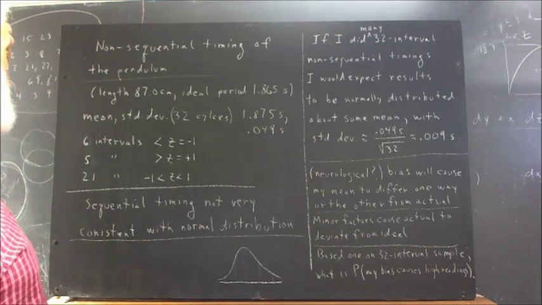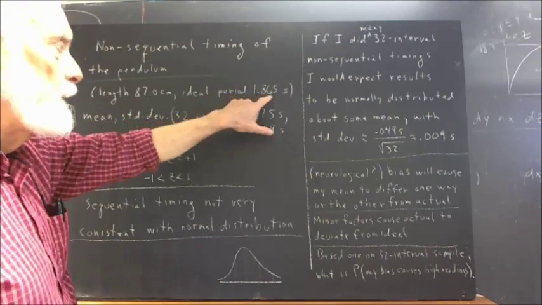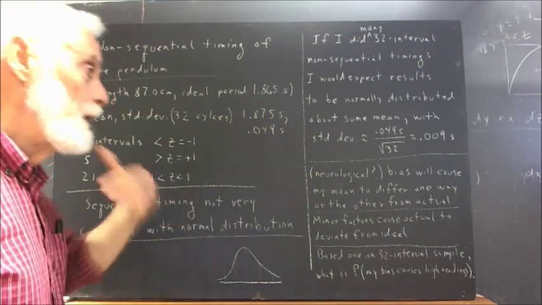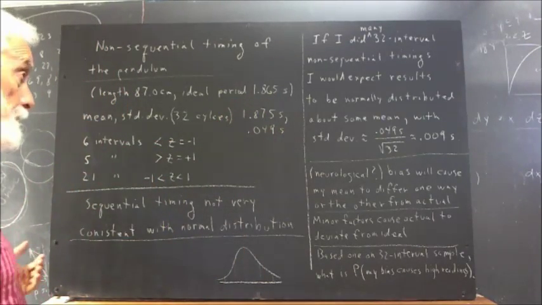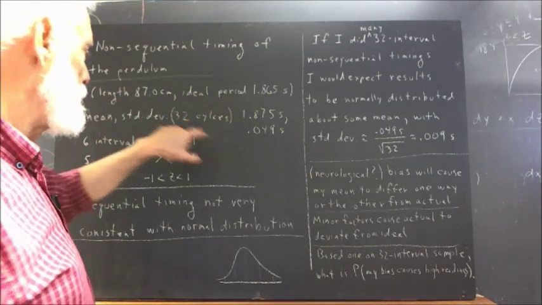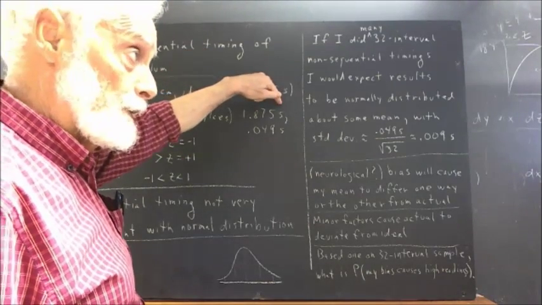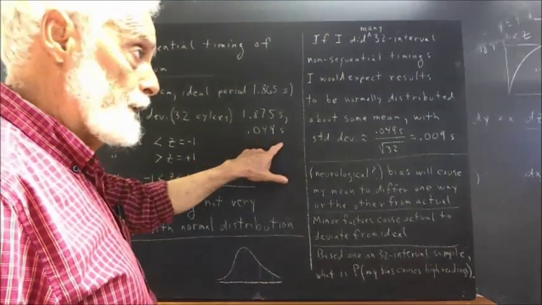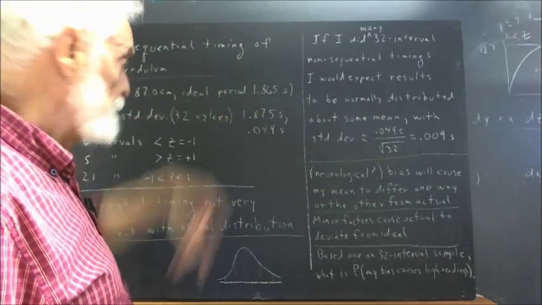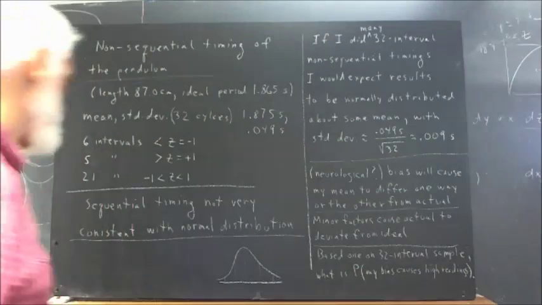When I did the non-sequential timing of pendulum length 87 centimeters, the ideal period being 1.865 seconds, that's the ideal if you assume no air resistance or any other kind of resistance, the mean and standard deviation of the timings that I got for 32 cycles were 1.875 seconds and 0.049 seconds. So that compared pretty well with the ideal, but we don't know what the actual was. There's no way for me to have timed the actual with the kind of timing I did.